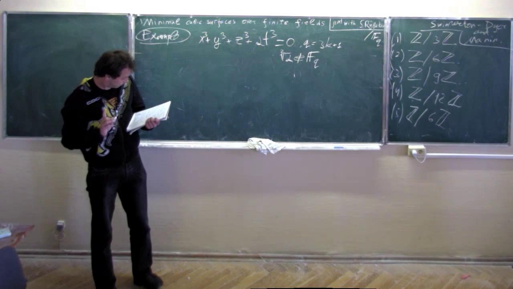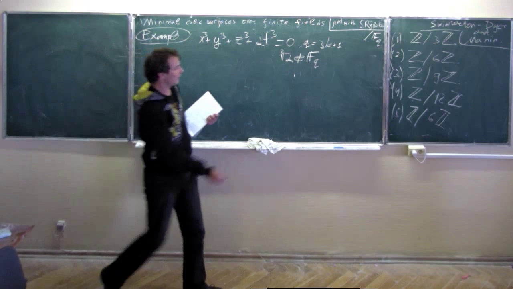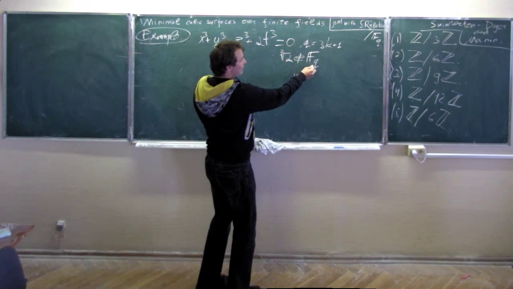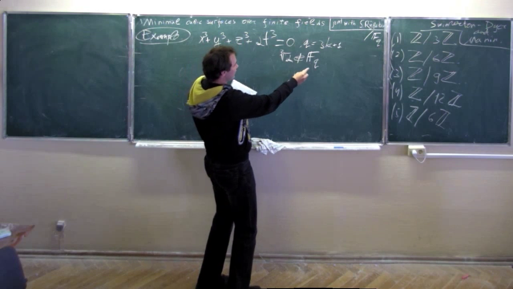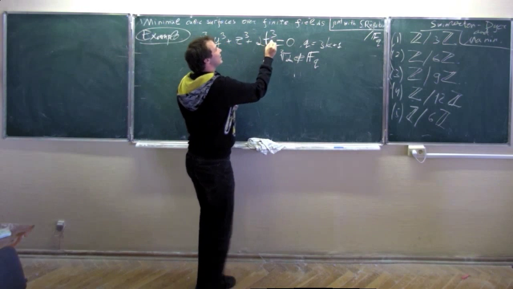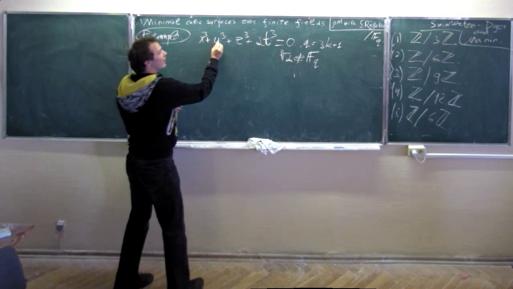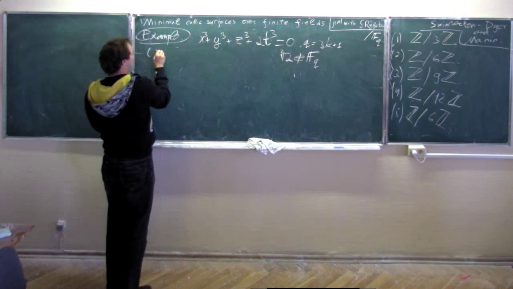So what is F? Little f? Not f, t. It's t, just for the coordinate. Oh, x, y, z, t. Yes.